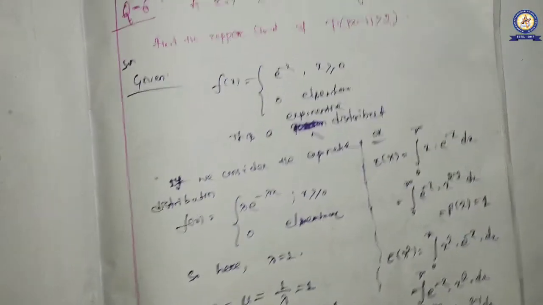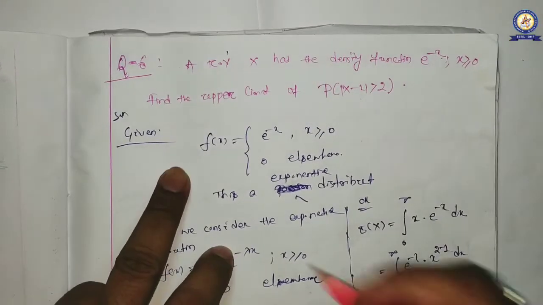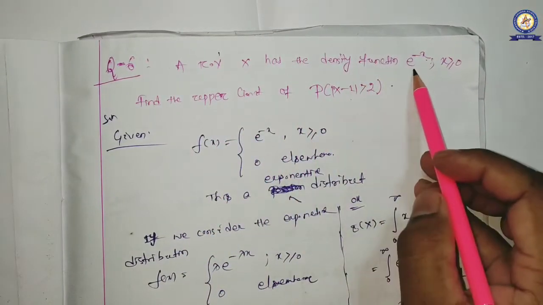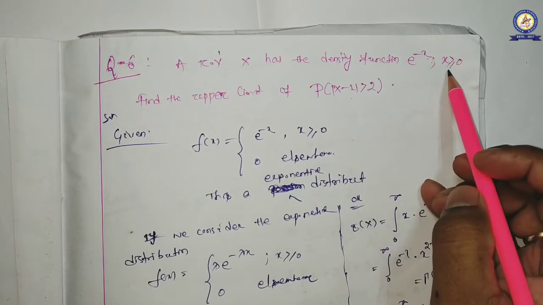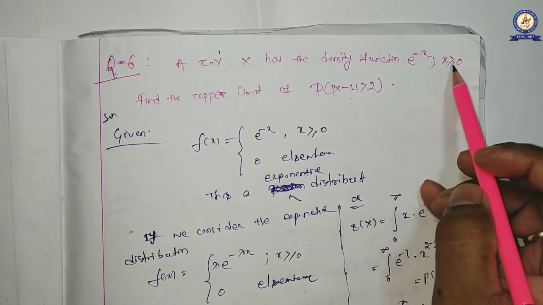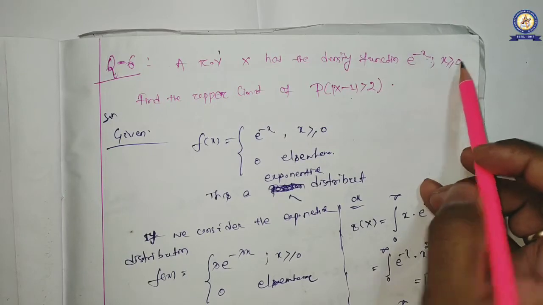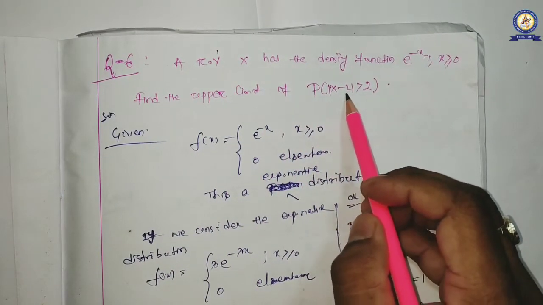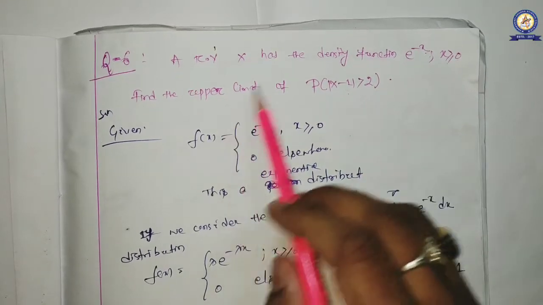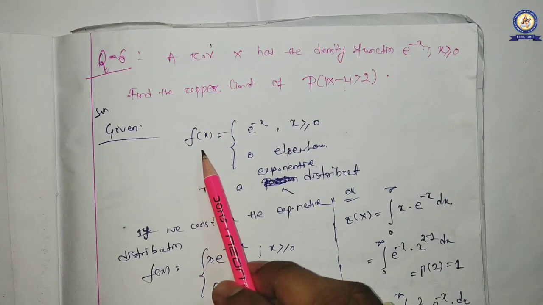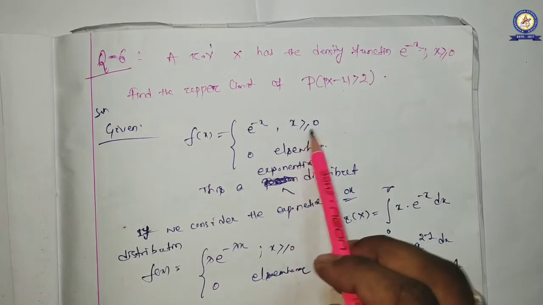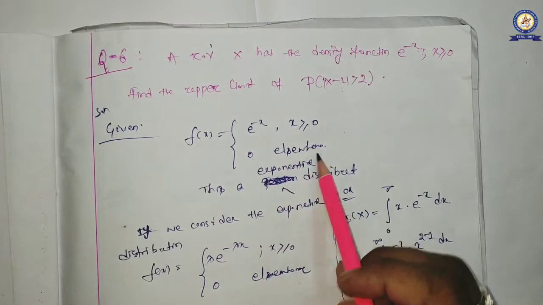Now we are going to go for another question. A random variable x has the density function e to the power minus x, for x greater than or equal to 0. Find the upper limit of probability of |x minus 1| greater than 2. So the given PMF is e to the power minus x for x greater than or equal to 0, and 0 elsewhere.